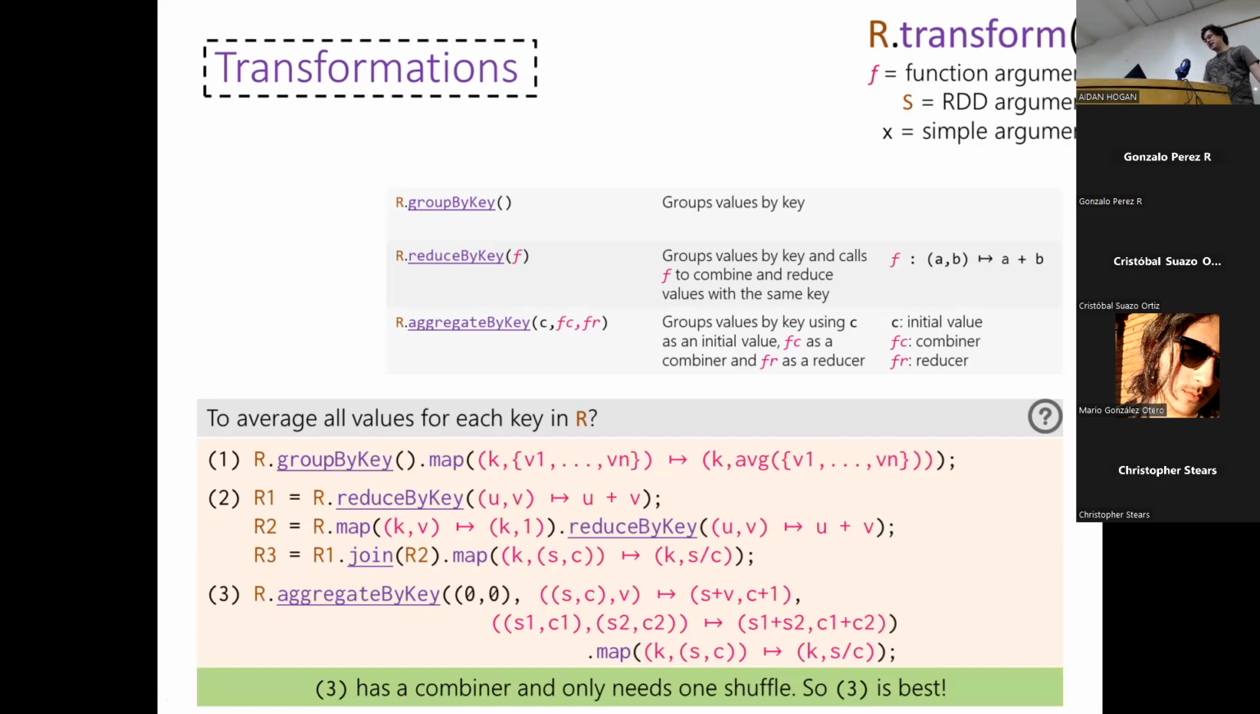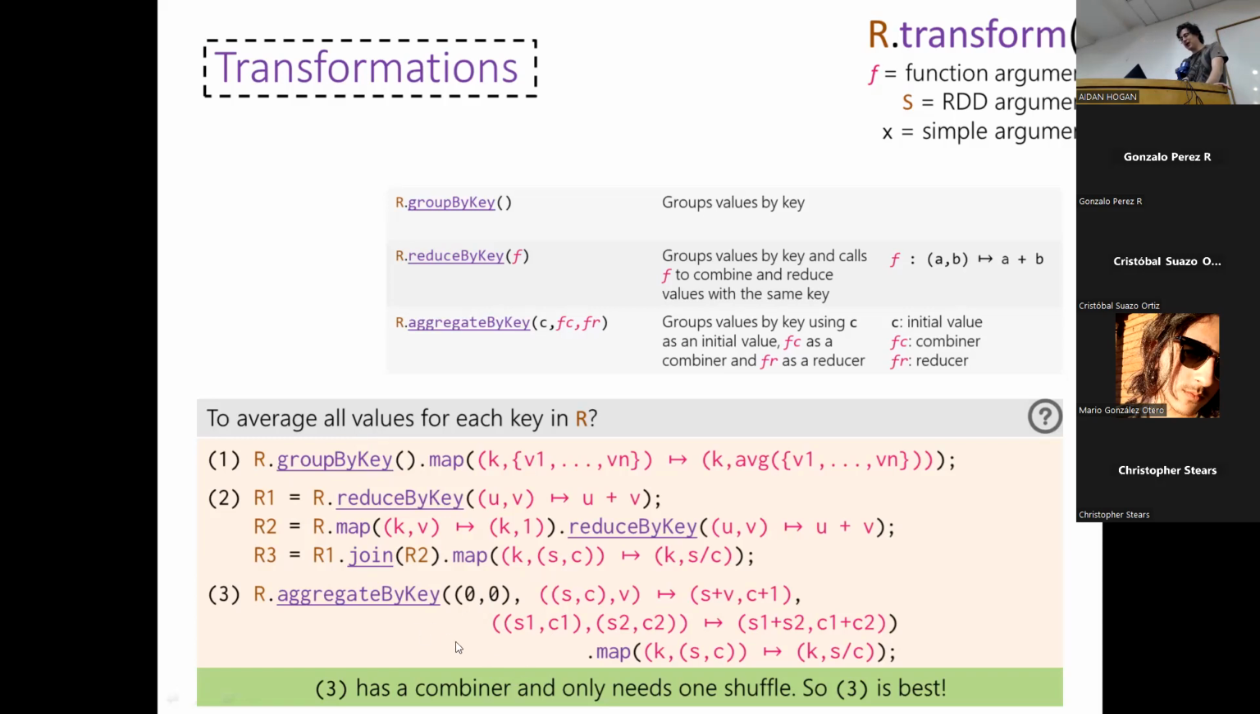So which is best here? 3 is best for a very particular reason, which is that 3 has a combiner. We saw this notion of a combiner that can reduce the data before it sends it over the network. So we can reduce all of the data in a partition into one per each key. All of the data in one partition, we can per each key reduce it to 1 sum and 1 count, using the aggregate by key, something we cannot do in the group by key.